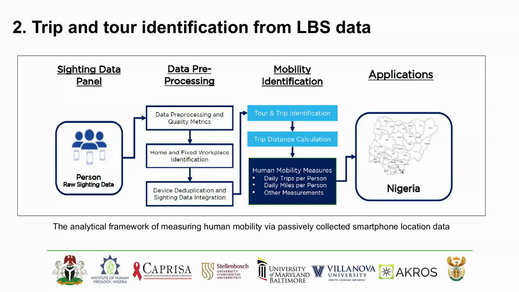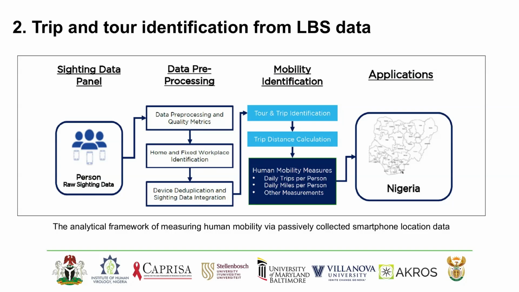After collecting raw location sightings from mobile devices, we go through several key steps to extract meaningful mobility patterns. First, in the sighting data panel, we gather anonymized observations for each individual. These are time-stamped GPS points recorded throughout the day. Then comes data pre-processing. This includes evaluating data quality, identifying key anchors like home and workplace, and removing duplicate sightings from the same device. We also integrate multiple signals from the same person to create a clean movement profile.